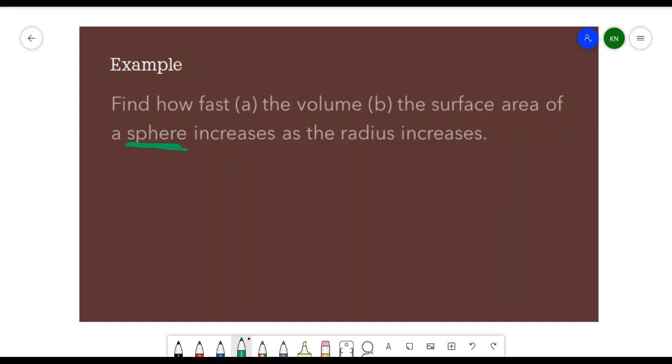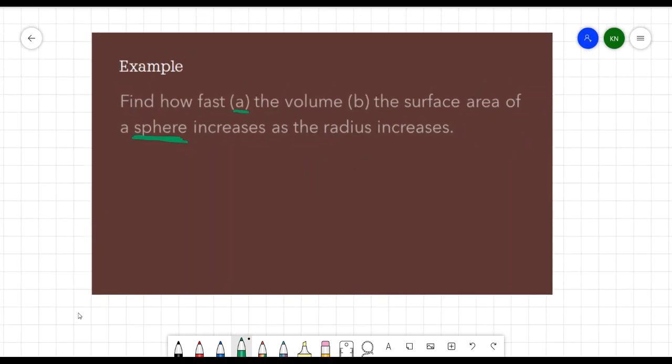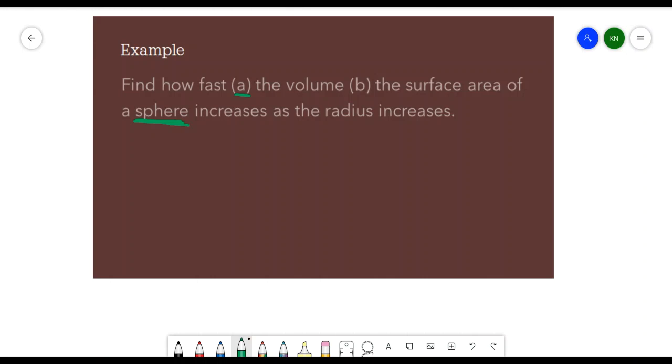Now, first, let's just try to solve letter A, or the volume of our sphere. If you can remember, the volume of our sphere is given by the equation V = 4/3 πr³. So this is the formula for the volume of the sphere.